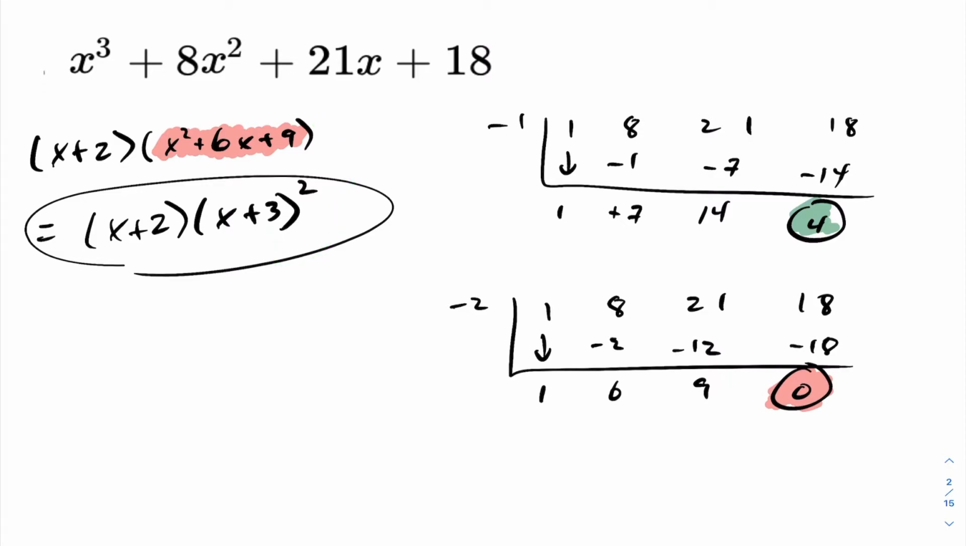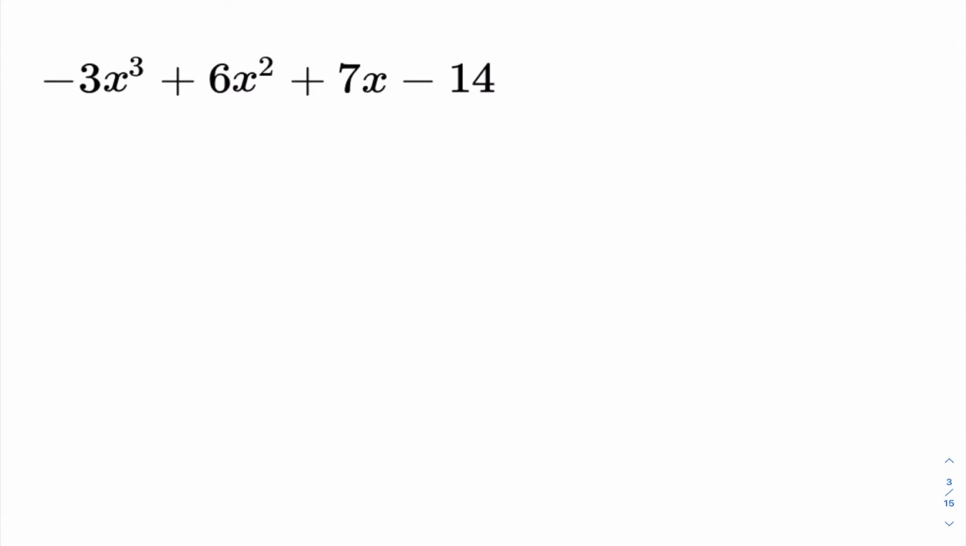Let's try another example. The next example here, again, we want to look for a GCF. One technique you want to do is whenever you see a minus sign as a leading coefficient, you want to factor that out. So let's go ahead and do that. So we'll factor this out first, and then we kind of focus on inside here.